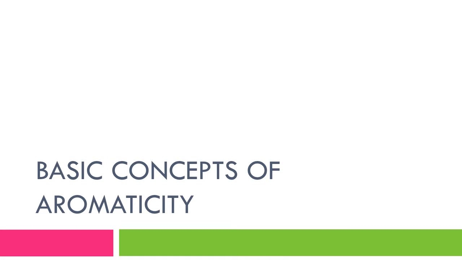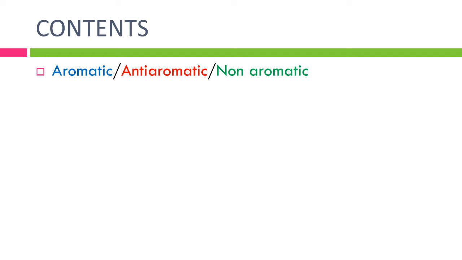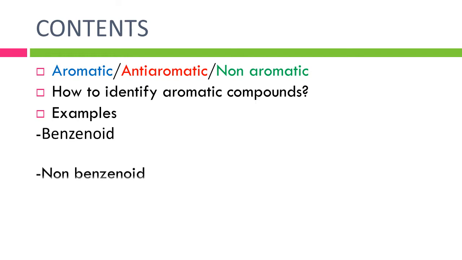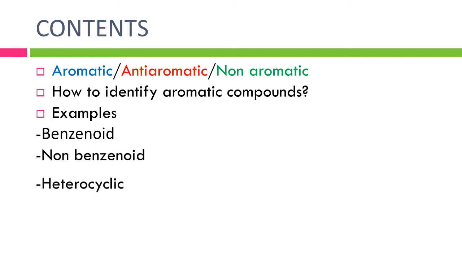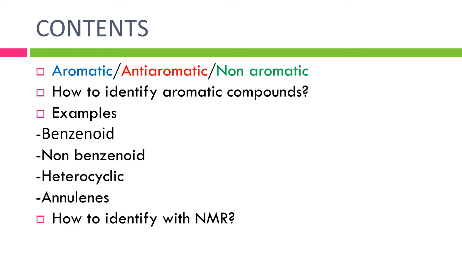Today we are going to see about the basic concepts of aromaticity. Here we'll be talking about what are aromatic, anti-aromatic and non-aromatic compounds, how to identify aromatic compounds, and we'll be dealing with examples from benzenoid, non-benzenoid, heterocyclic and annulenes. Apart from this, we will also see how to identify aromatic compounds with NMR technique.